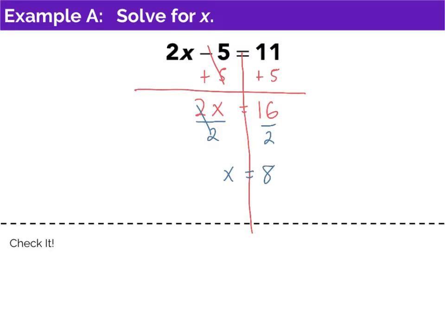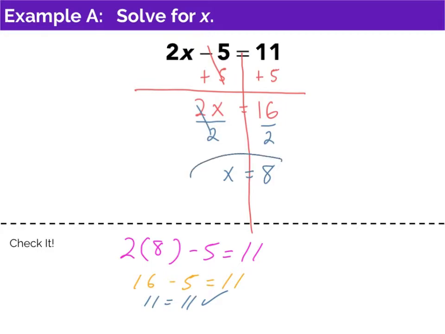So now let's go ahead and check it. Let's see if we did it correctly. So we're going to plug in 8, what we got for x. We're going to substitute it in. So 2 parentheses 8 minus 5, does that equal 11? Let's find out. So 2 times 8 is 16. 16 minus 5 is equal to 11. So does 11 equal 11? Yes, then I know that it checks, and I did it correctly. So my final answer for that one is x equals 8.